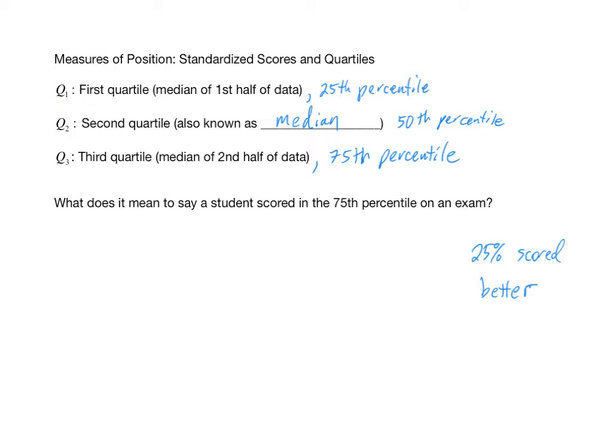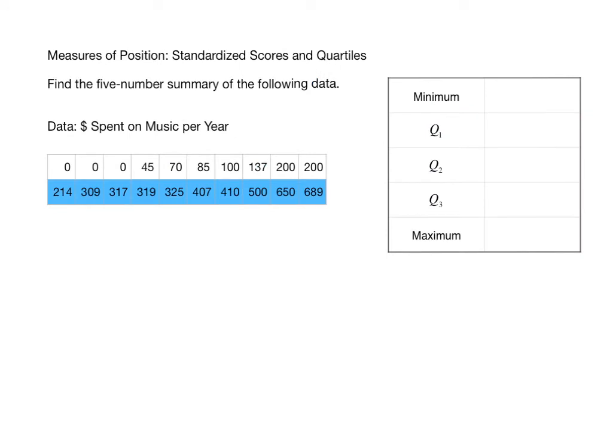Let's look at an example. You may recall this data set we've used recently. It's the money spent on music per year among a bunch of students. Let's now find the 5-number summary of the following data. So the 5-number summary is defined as the three quartiles, Q1, Q2, and Q3, as well as the minimum value and the maximum value. This makes up the 5-number summary.